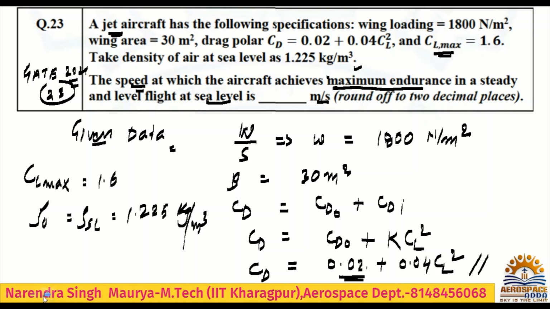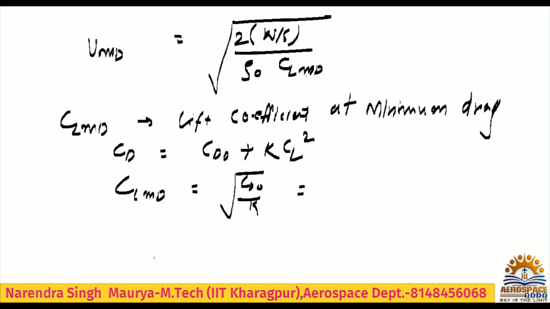Simply you can write this. It is nothing but 0.02 divided by 0.04. You can write this value. How much you may get? You can calculate this value. You will get 0.707. All right.